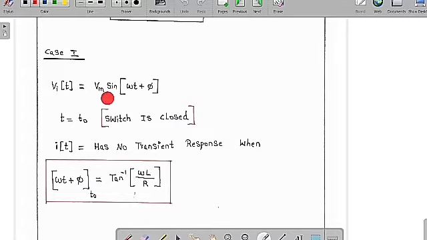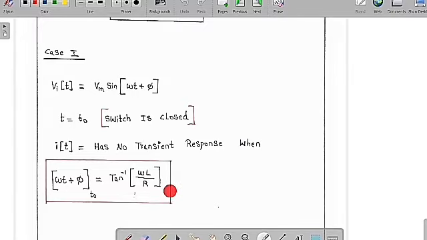If Vi of t is equal to Vm sine omega t plus phi, it is a sine voltage. Then if the switch is closed at t equal to T0, i of t will have no transient response when the condition omega t plus phi at T0 is equal to tan inverse of omega L by R. Only at this condition can we say that there will be no transient response in the current i of t.